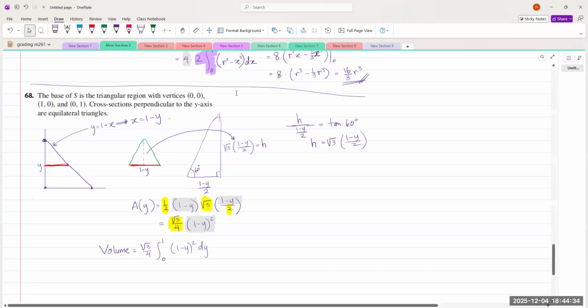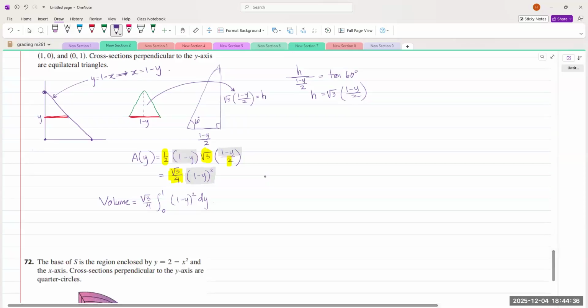Okay, I think the answer will be 1/3 of, so the answer will be, check my computation though, I might be wrong, but there will be square root of 3 over 4 times 1/3. Okay, but yeah, check my computation.